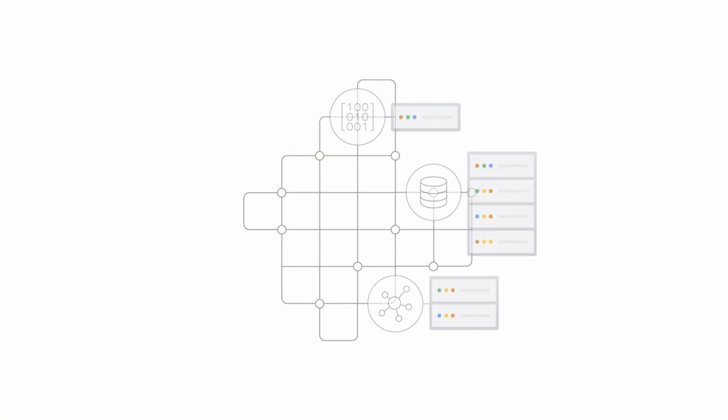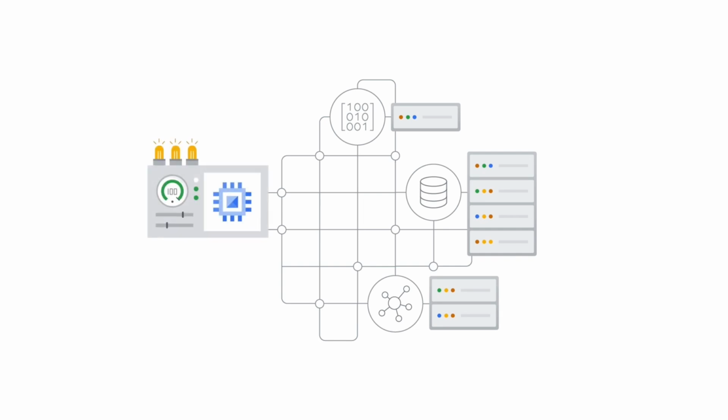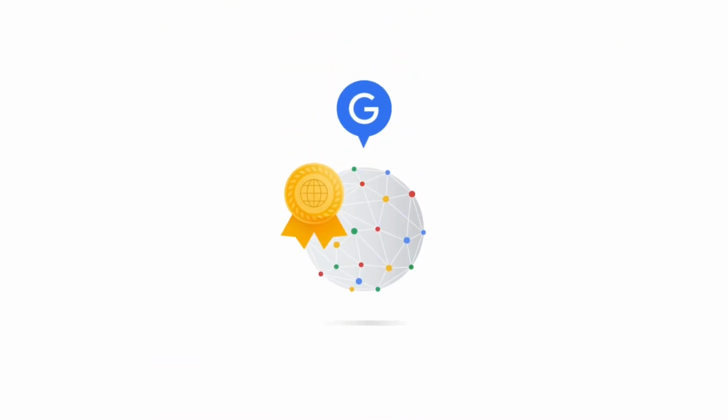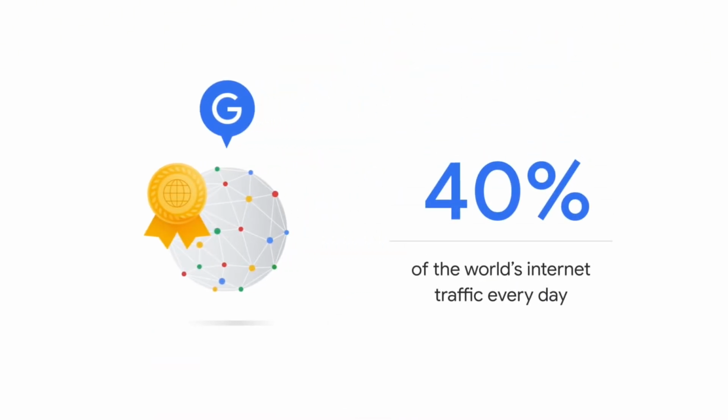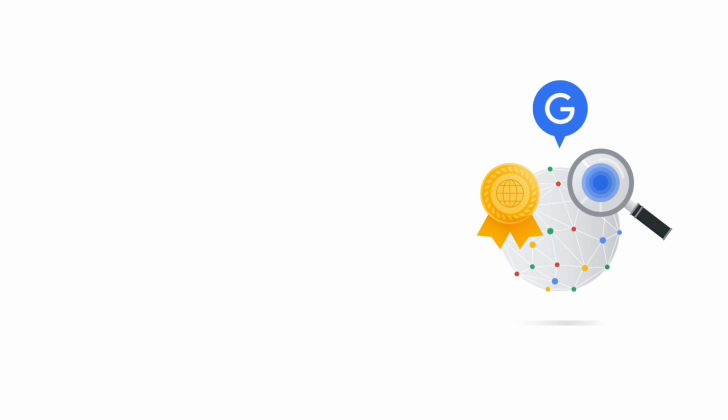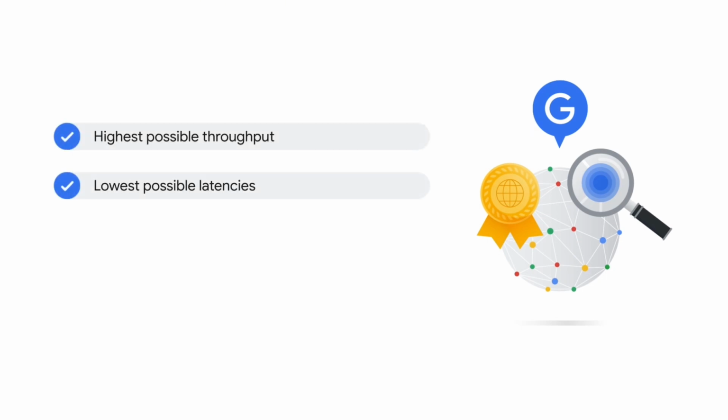Behind the services provided by Google Cloud lies a huge range of resources, from physical assets like servers to virtual resources like virtual machines and containers. It all runs on Google's own global network. According to some publicly available estimates, Google's network carries as much as 40% of the world's internet traffic every day. Google's network is the largest network of its kind, and Google has invested billions of dollars over the years to build it. This network is designed to give customers the highest possible throughput and lowest possible latencies for their applications by using more than 100 content caching nodes worldwide.